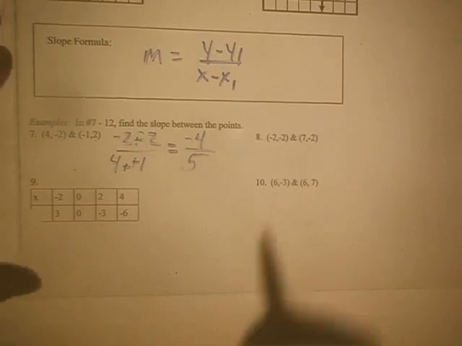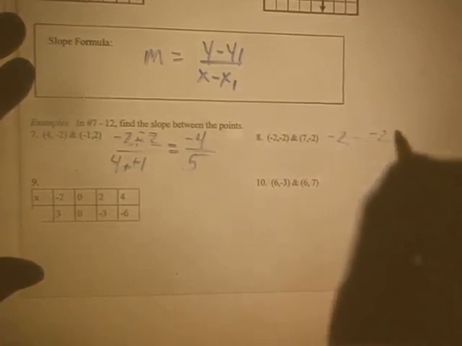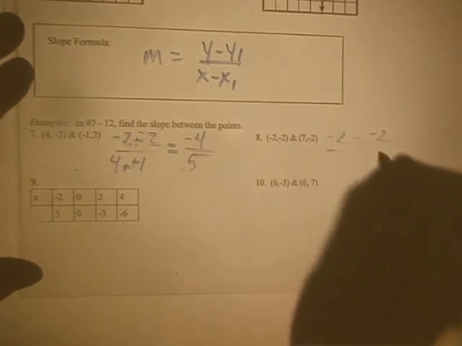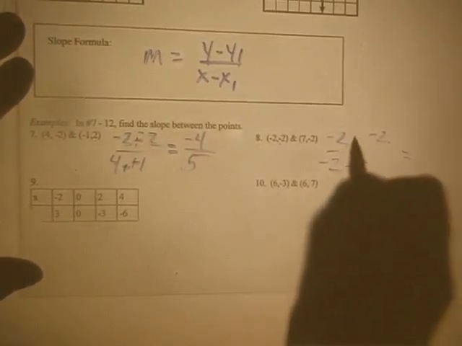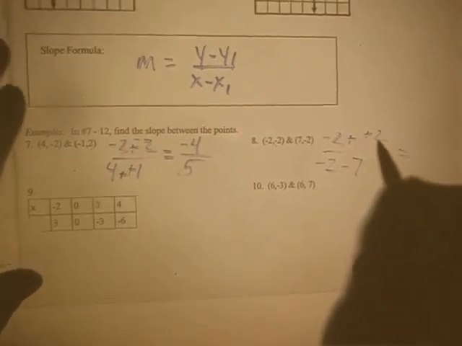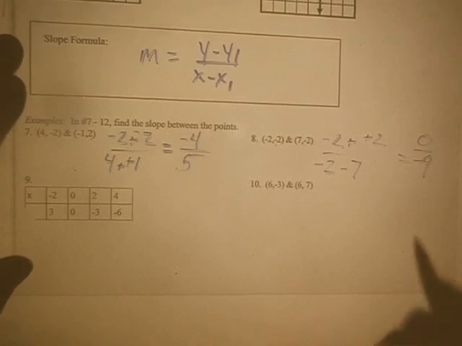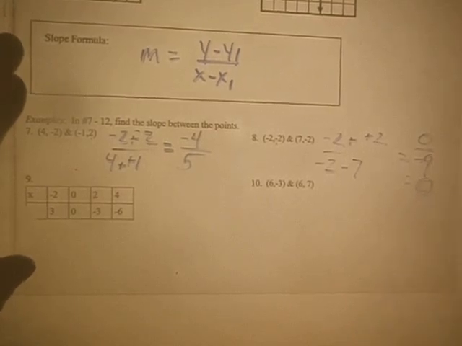Number 8, negative 2, subtract a negative 2. This one, subtract that one. Negative 2, subtract 7. If we zip zap this, we end up with 0 over negative 9. And that is the same as 0. So that line has a slope of 0.